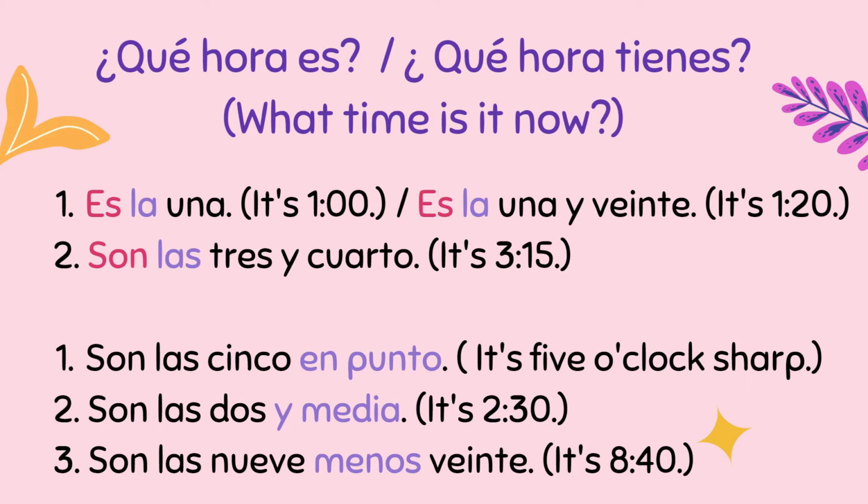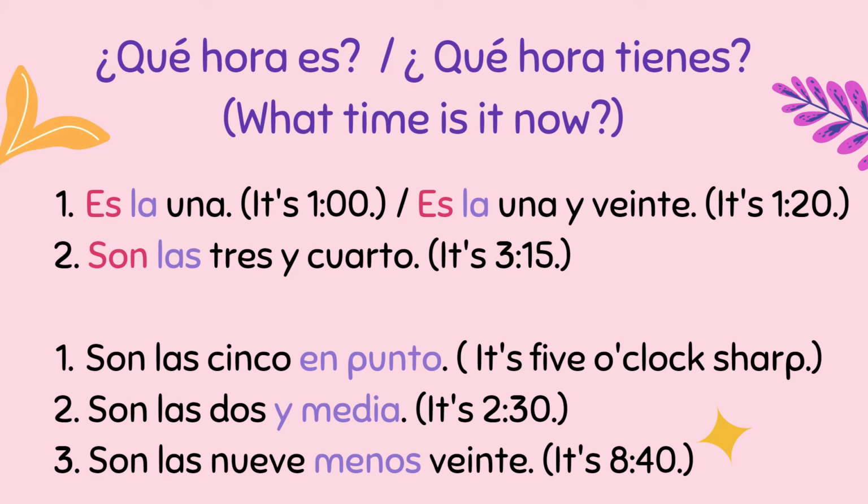Then how can we say o'clock sharp? We can say en punto. For example, it is 5 o'clock sharp. Son las 5 en punto. And how to say 2:30? Son las 2:30.